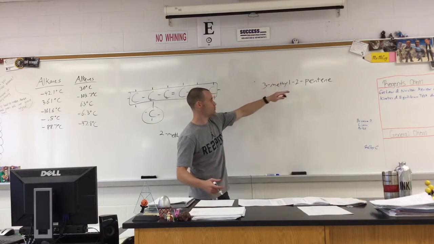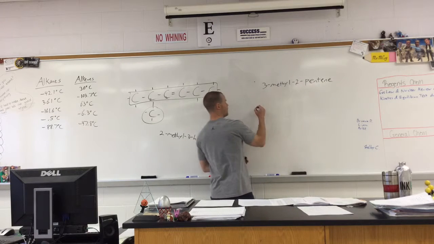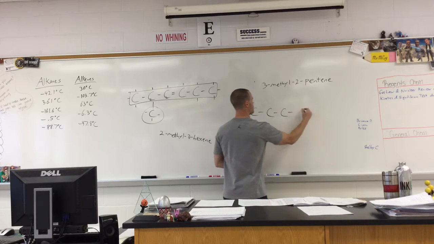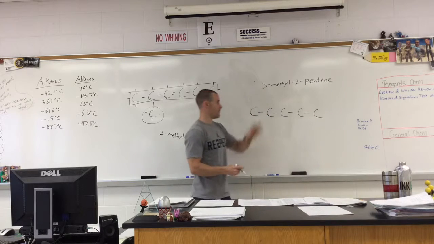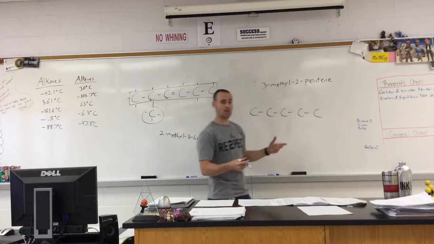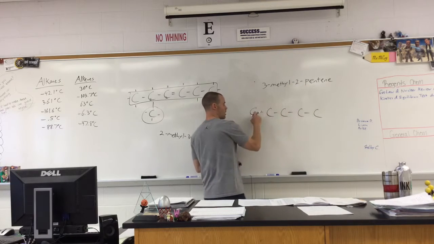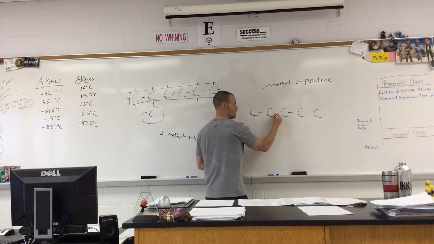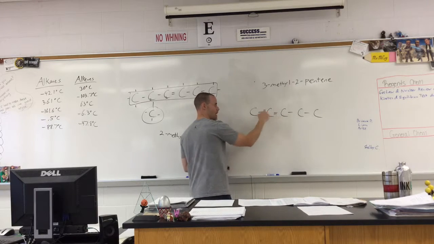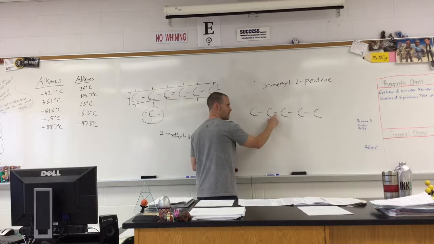So 3-methyl 2-pentene. Now let's draw this. We start with the pentene: 1, 2, 3, 4, 5. Right? Pent means 5. Ene means double bond. Where is the double bond? It's on the second carbon. 1, 2. So the double bond is here, not here. If the double bond was here, that would be 1-pentene. So this is the second carbon, that's where the double bond goes, between the second and third.